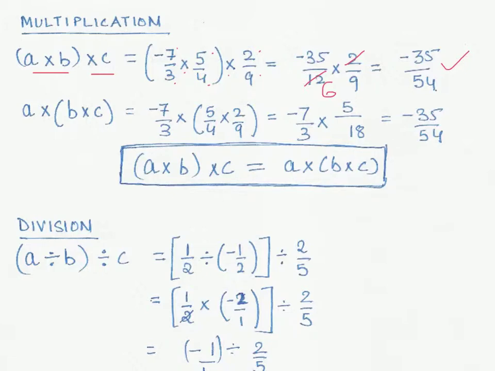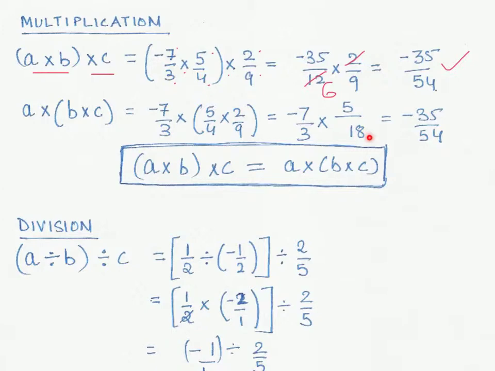Now let us look at what happens when we group b and c first, as is shown over here. Same numbers, so here we have minus 7 by 3 multiplied by 5 by 4 multiplied by 2 by 9. When I solve this, the product of b and c is 5 by 18, as shown over here. Again, we have simplified: 2 times 1 is 2 and 2 times 2 gives me 4, so we have done that simplification, and that's how we got 5 by 18.